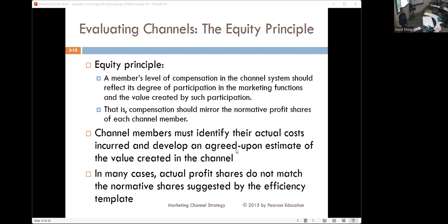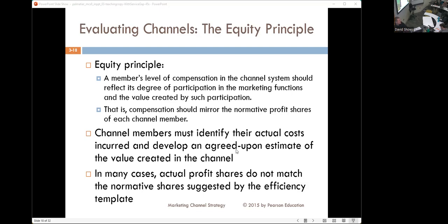Performance is key. Performance is everything. We need to be able to reward individuals for the value that they bring. This is one of the main purposes of the equity principle, because it gives you a measurement of the actual cost incurred based upon the value that they bring.